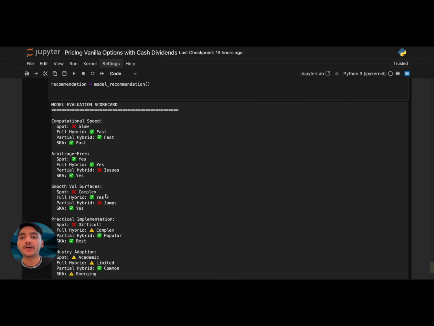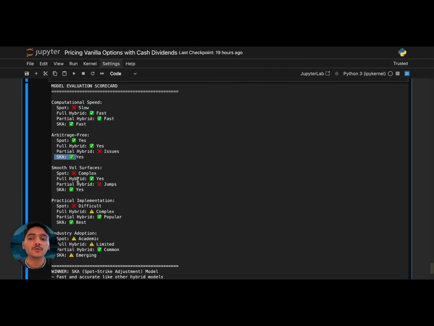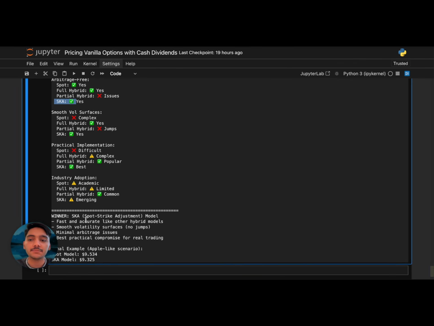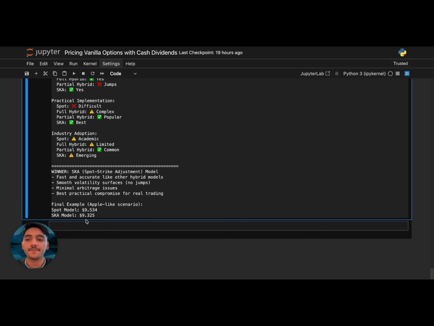So this is the model evaluation scorecard. You can see SK is fast, SK is arbitrage free, and it gives smooth volatility surfaces. In practical implementation, it is also the best. On adoption, the partial hybrid is in common use, SK is the emerging one, and the spot model is mostly in academic literature. So the SK spot structure model is fast and accurate like other hybrid models, with a smooth volatility surface, no jumps, minimum arbitrage issues, and the best practical compromise for real trading.